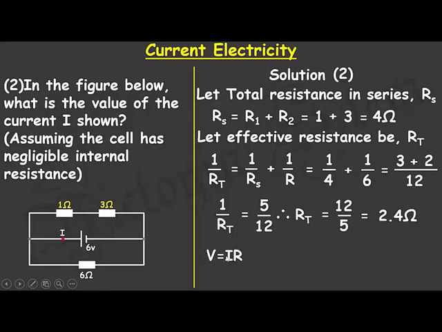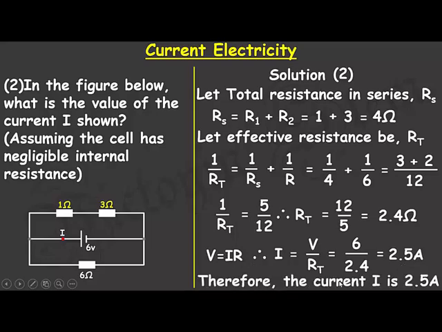But I know that my voltage V, or the potential difference, is proportional to I and R. If I make current the subject of the formula, it will be V divided by R. R in this context is RT, that is the effective resistance. Voltage is 6 volts, effective resistance is 2.4 ohms. 6 divided by 2.4 is 2.5 ampere. Therefore, the current I, you can see I here, is 2.5 ampere. So the current passing through this circuit is 2.5 ampere.